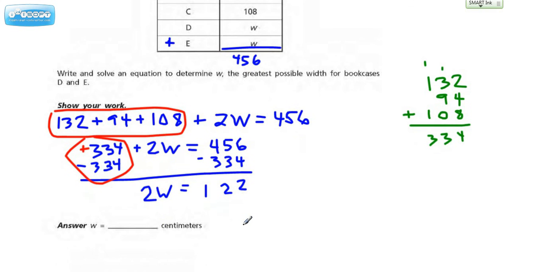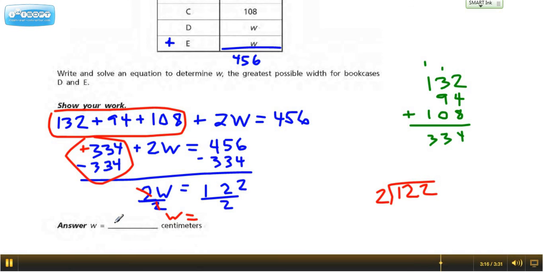All right, so the next step is to recognize that 2 times some number would equal 122. Well, the opposite or the inverse of multiply a variable by 2 is to divide it by 2. Now this will cancel out, and the width of the bookcase will be whatever 122 divided by 2 would be. So the only thing left that you need to do is finish this up and put that on the answer space right here.